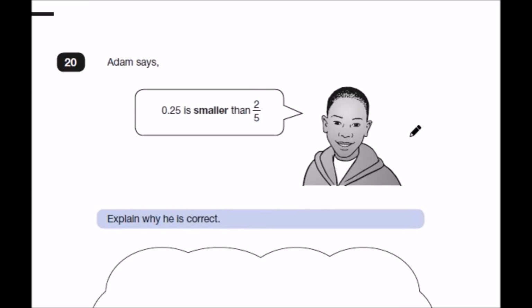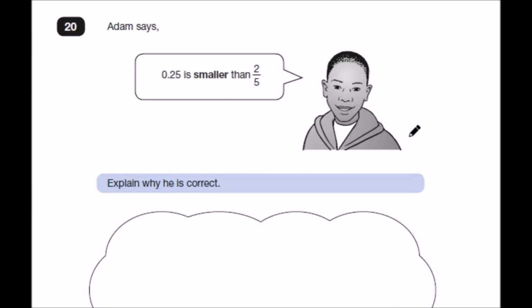20. So Adam says 0.25 is smaller than 2/5. Explain why he is correct. So what I would personally talk about is firstly make the fraction a decimal. So if you don't actually know, there's 2 ways to do this. Firstly, convert the decimal to a fraction and then make it equivalent fractions, or just write this as a decimal, which I think is easier for this case. So let's try and write the solution here. So this is how I would answer it.